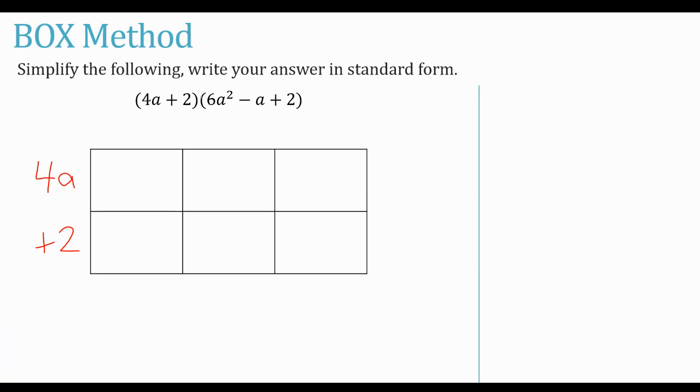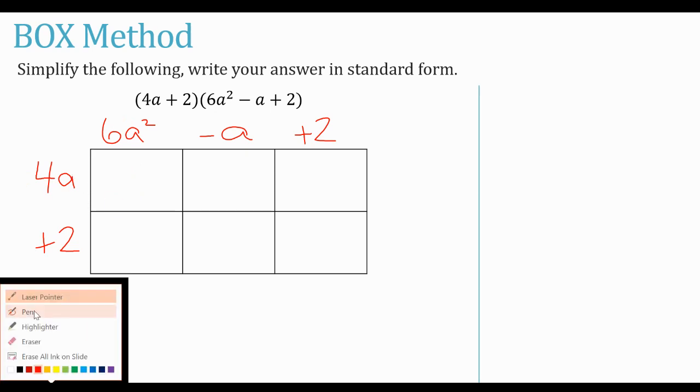Now we're going to put our trinomial on the top. So we have 6a squared minus a plus 2. Like I said, keep those addition and subtraction symbols with the terms so you know if they're going to be positive or negative. Now from there, we are going to multiply. Remember, you're going to multiply based on the corresponding side. So the first thing we're going to do is 4a times 6a squared. That's going to go in this first box.